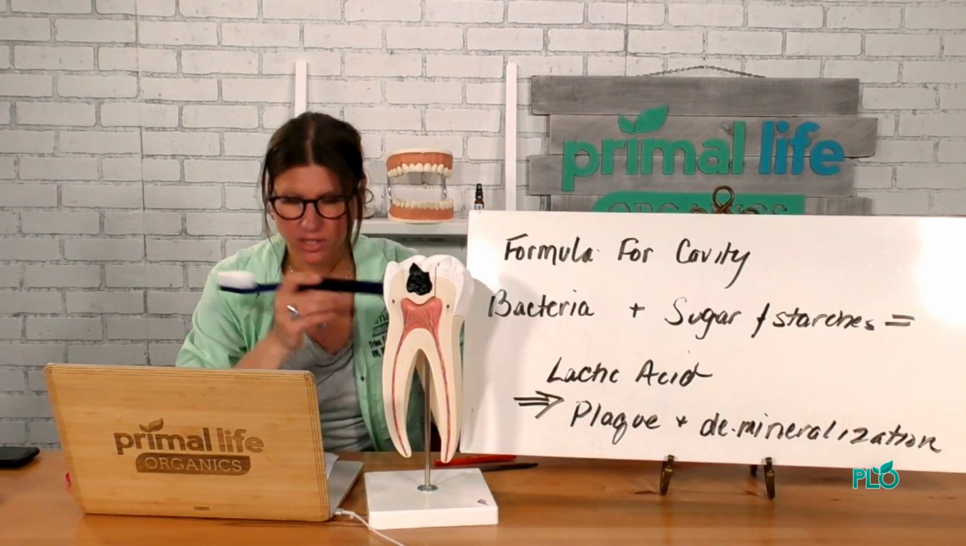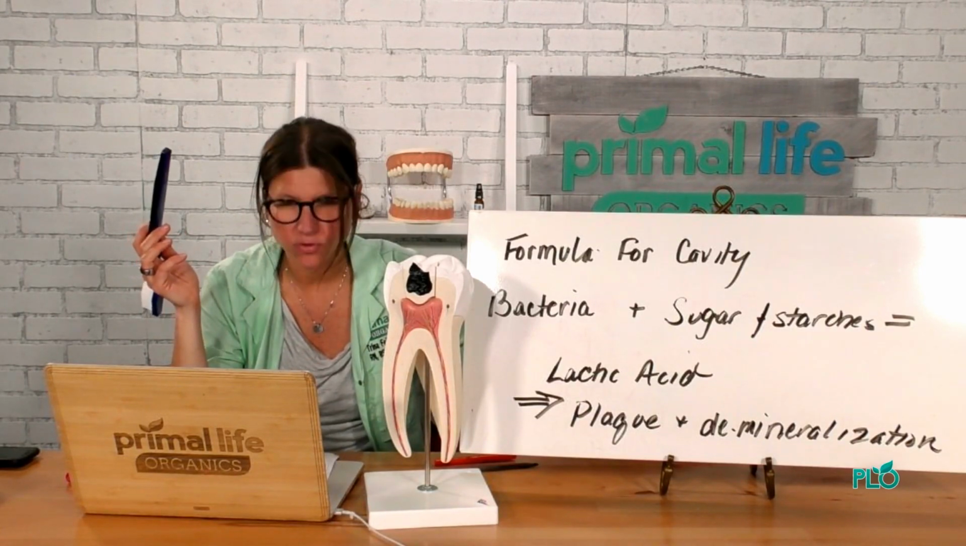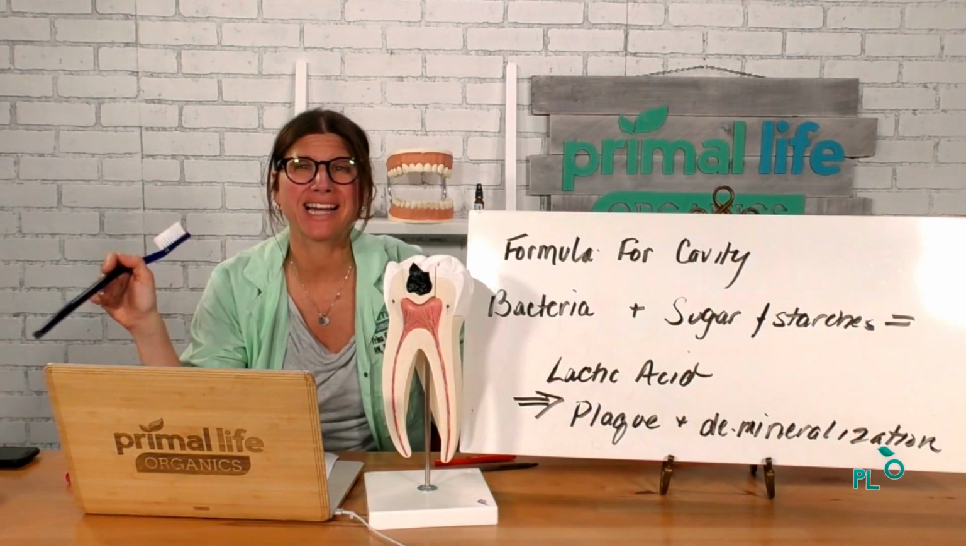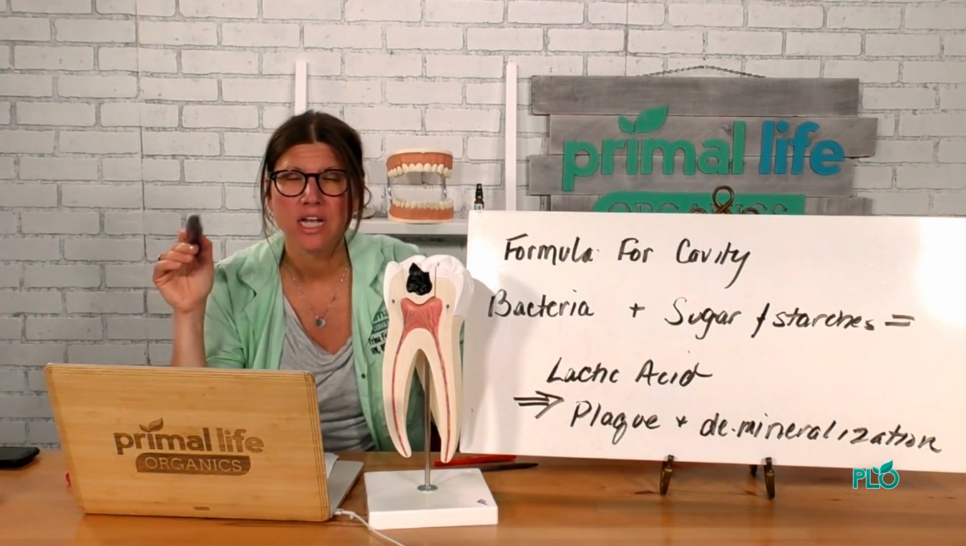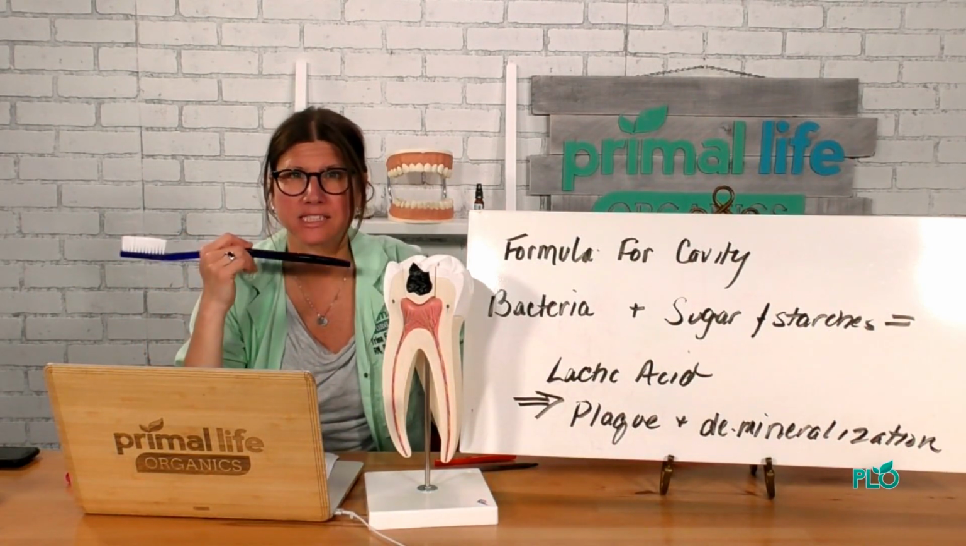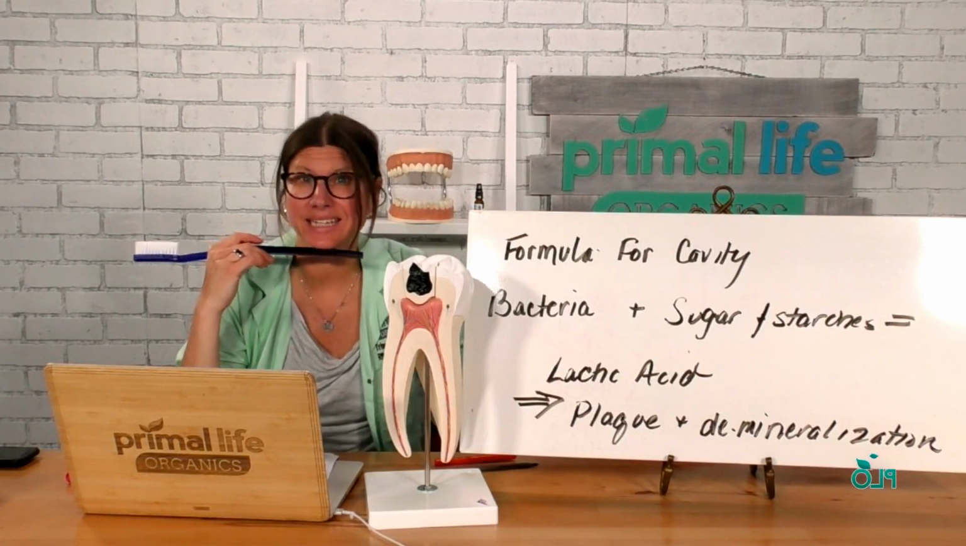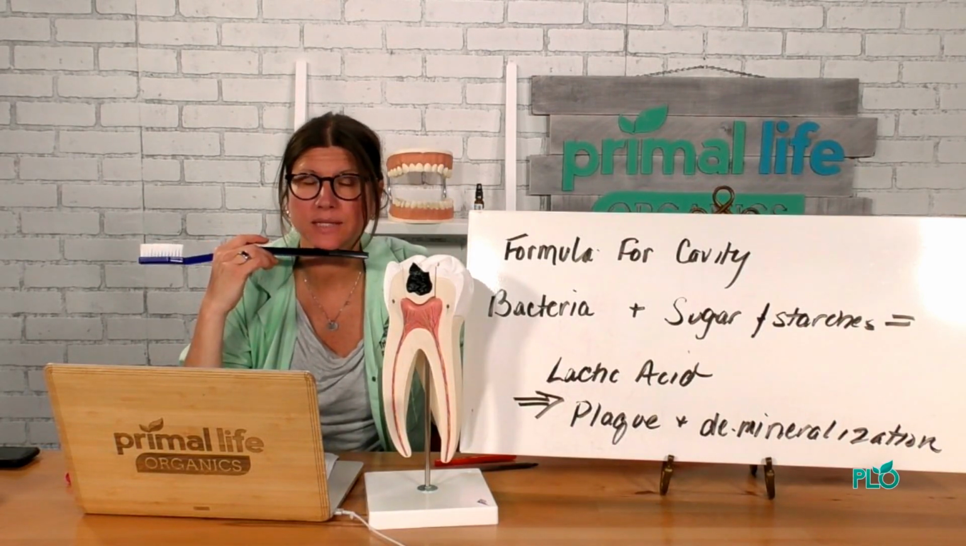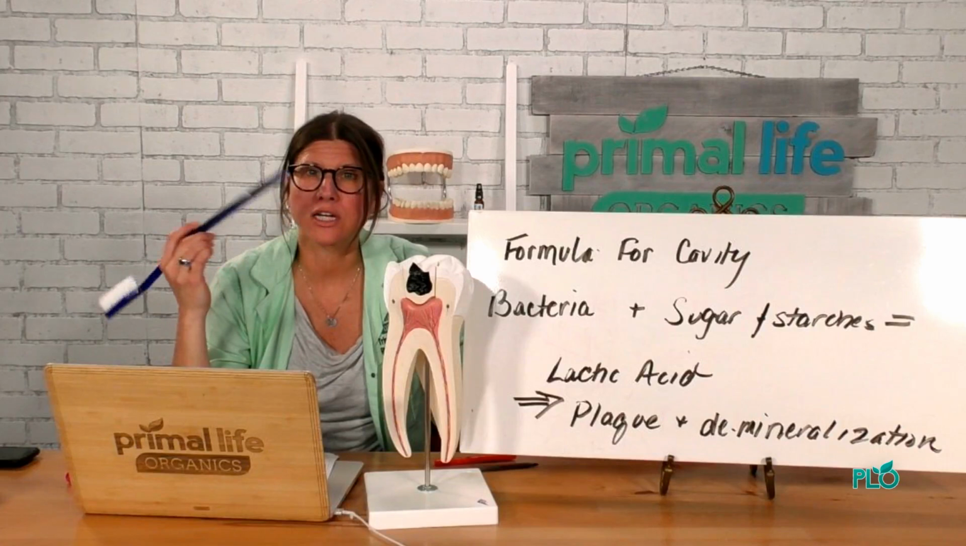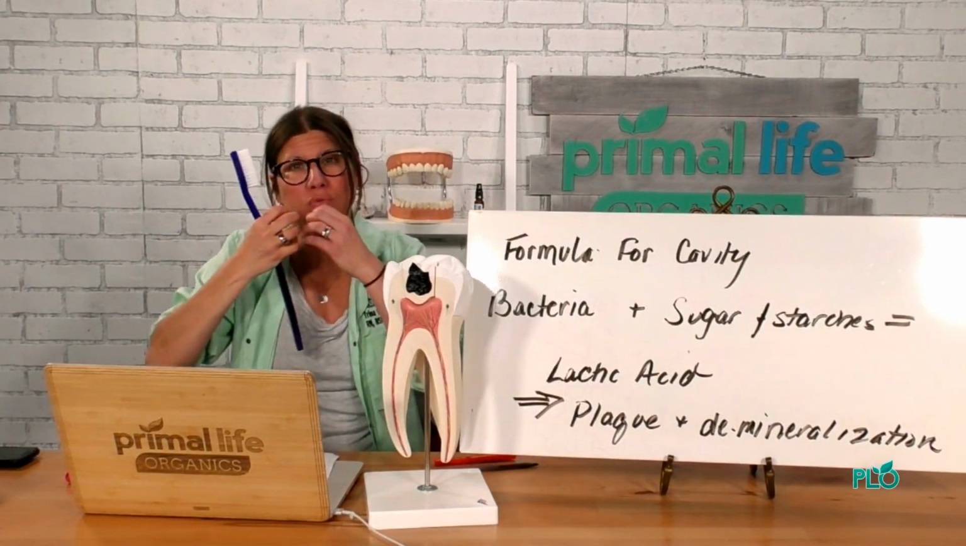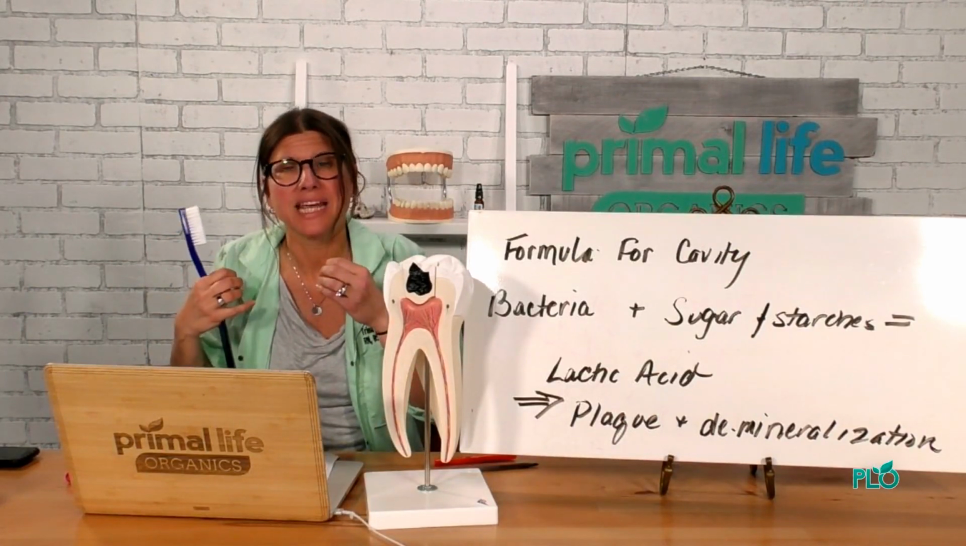So again, this is the formula. The bacteria plus the sugars that you eat creates plaque. Plaque is a biofilm. Plaque is that hard covering over bacteria. It kind of protects the bacteria so that you can't get to it at some certain point. And it also causes that buildup that can leak through your gums and inside your body.